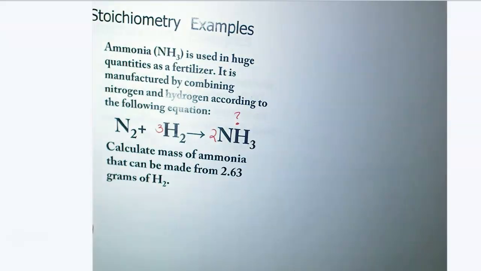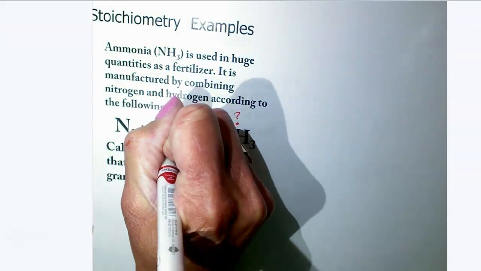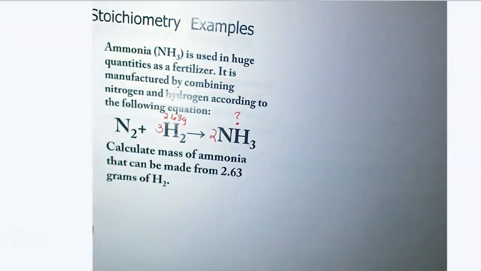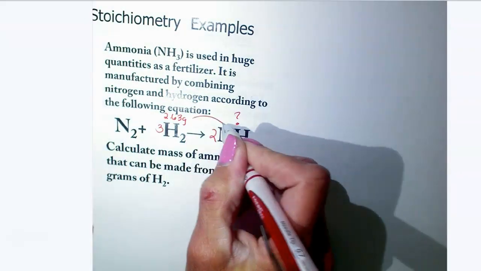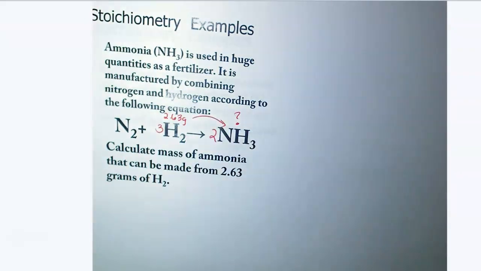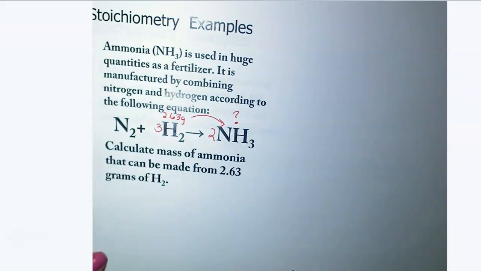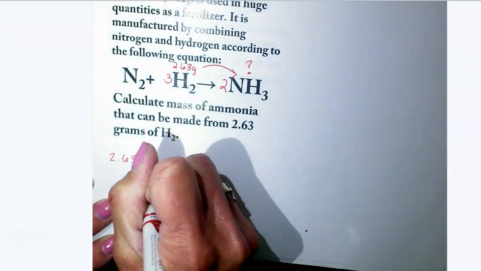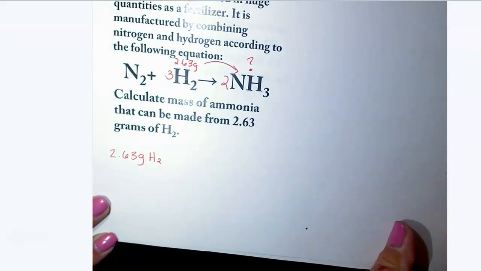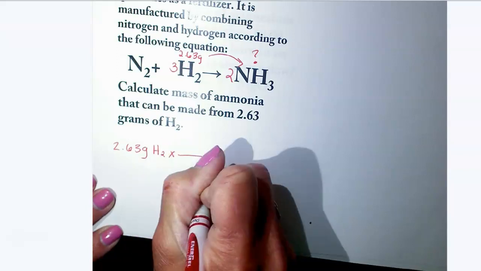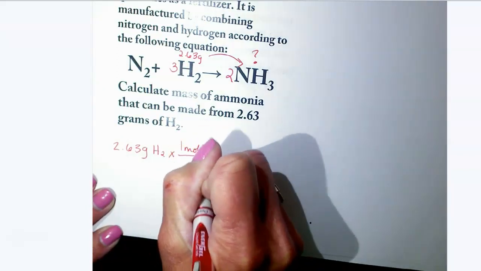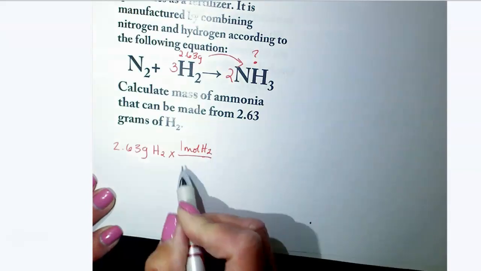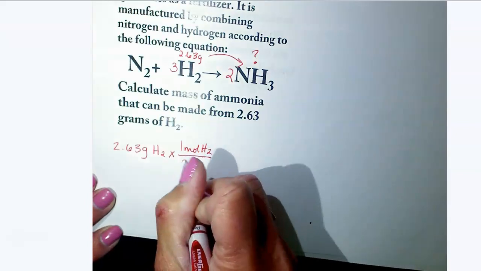Okay, so calculate the mass of ammonia. I'm going to put my question mark right here. And I'm going to put my mass up here just so I know what I have and where I'm going. I'm given hydrogen and I need to figure out how much ammonia I'm going to produce in this reaction. So I'm going to start with 2.63 grams of H2. The first thing I'm going to do is convert mass to moles. So I'm going to put my 1 mole of hydrogen on the top, and the molar mass of hydrogen is 2.02.